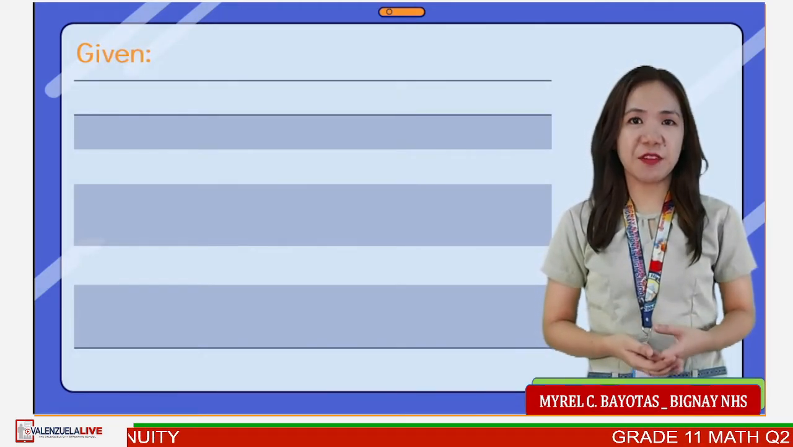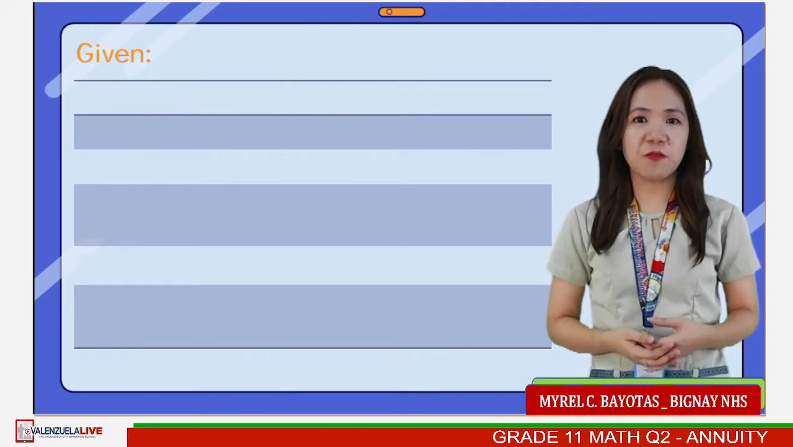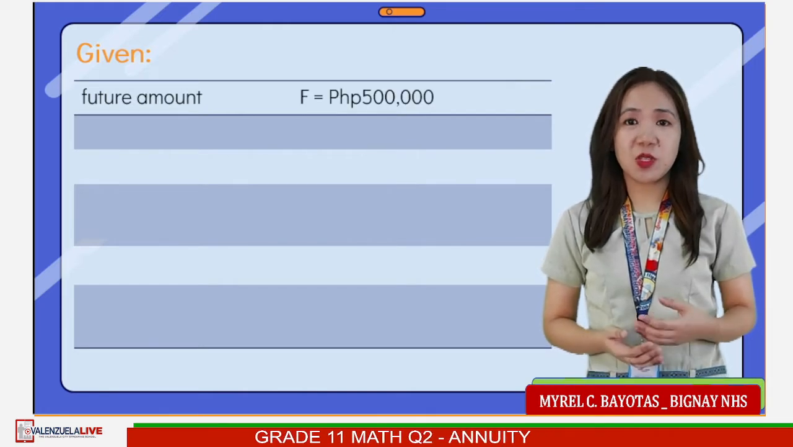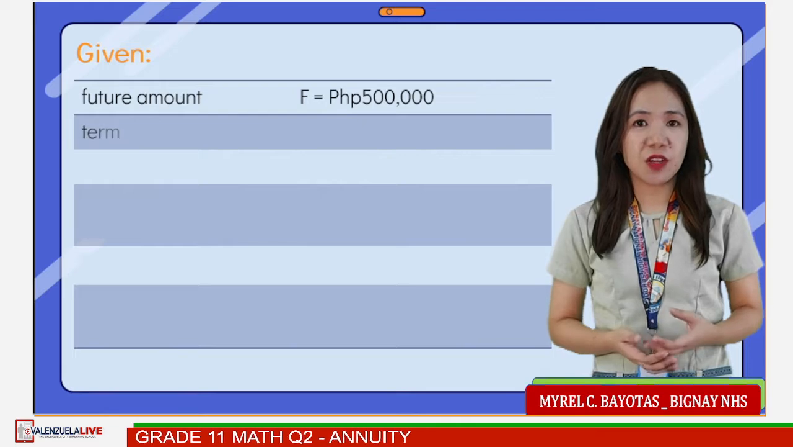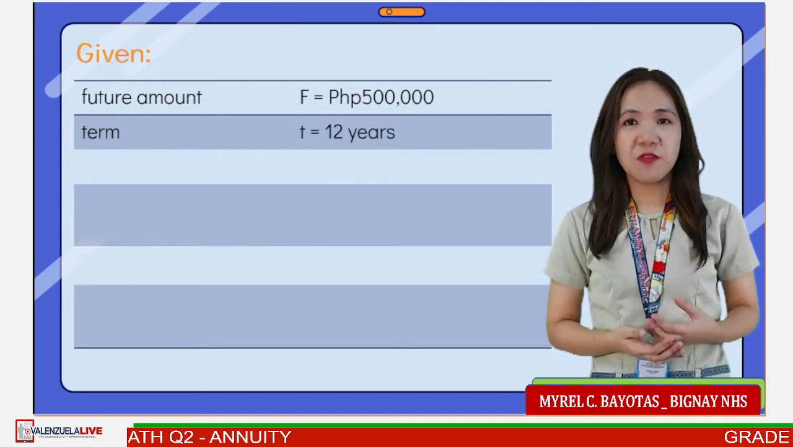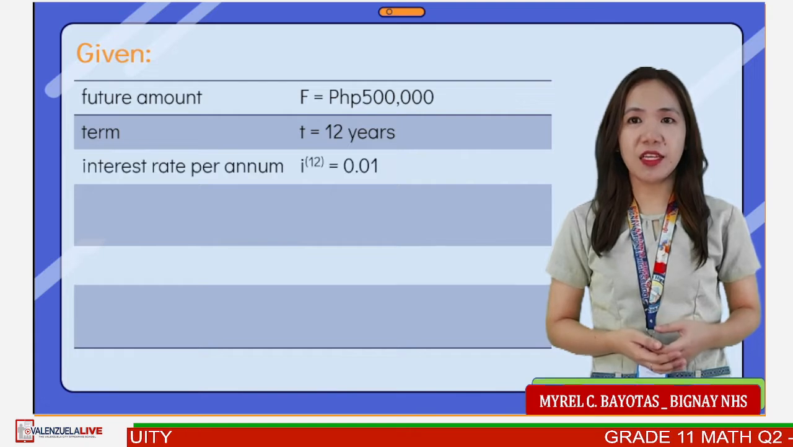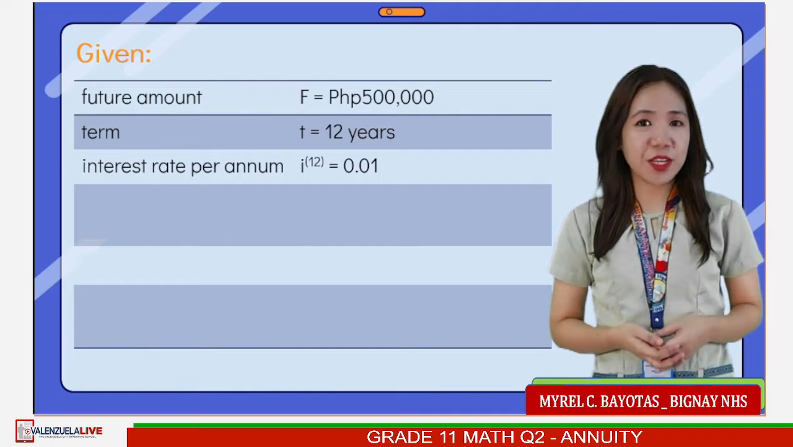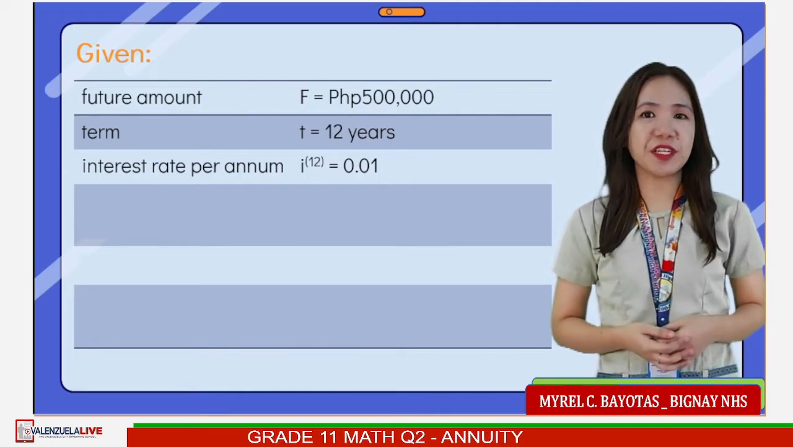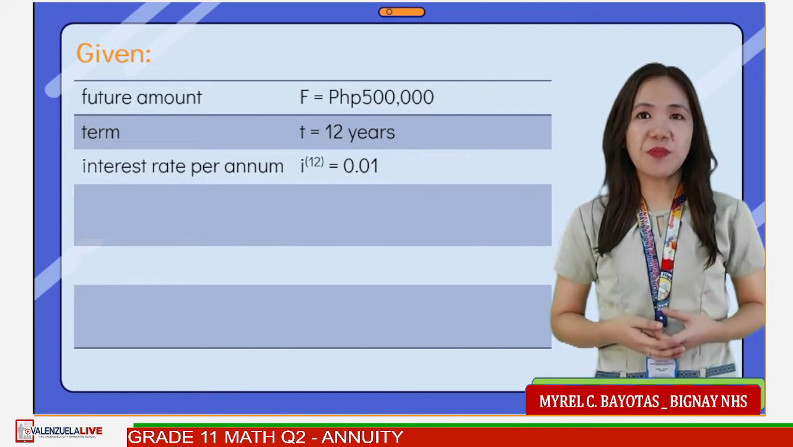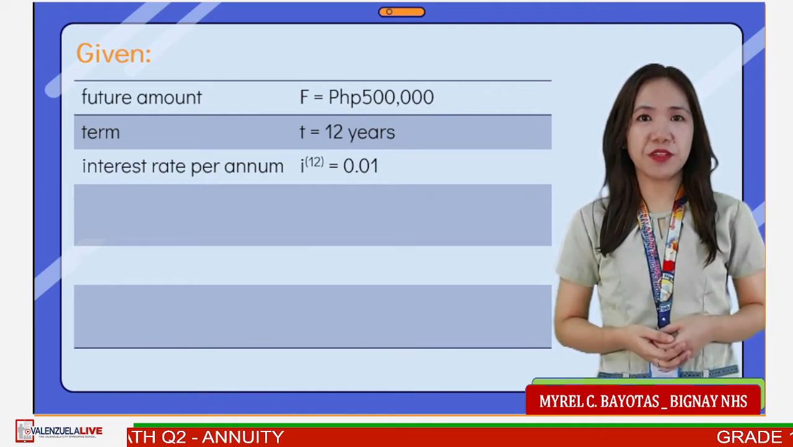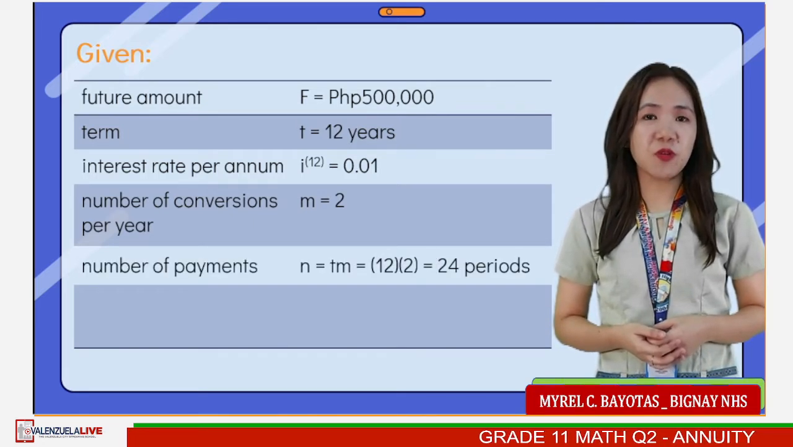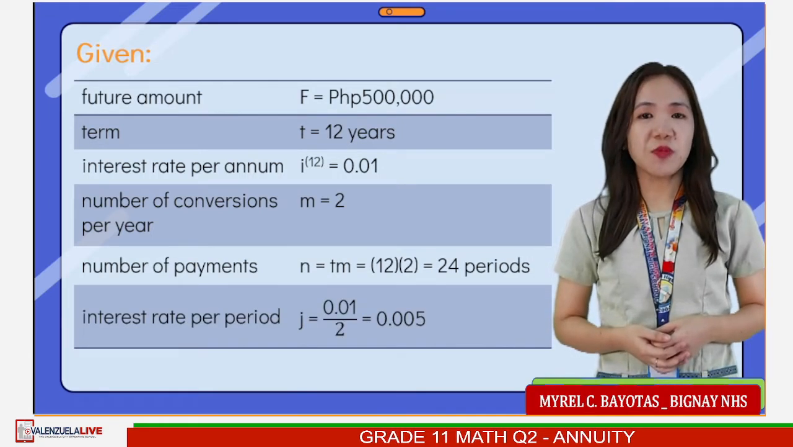First, let's list down the given. Since Mr. Ribaya would like to save 500,000 pesos, the future amount is F equals 500,000. The savings account is set for 12 years. Thus, T equals 12. The given interest is 1%, that is, I equals 0.01. Since it will be compounded semi-annually, or twice a year, the number of conversions per year is M equals 2. The number of payments is 12 times 2 equals 24 periods. Lastly, the interest rate per period is J equals 0.01 divided by 2 equals 0.005.